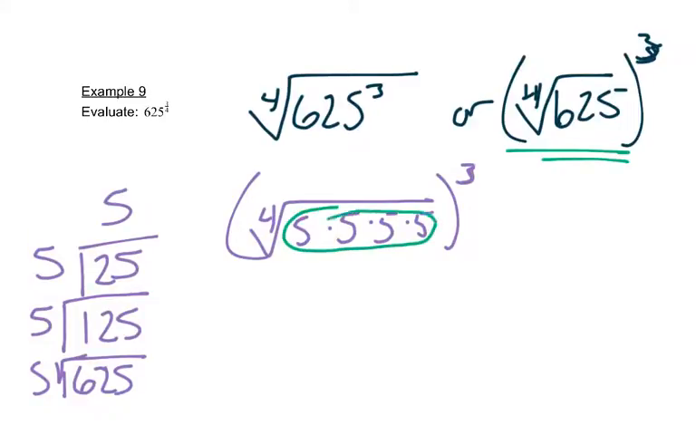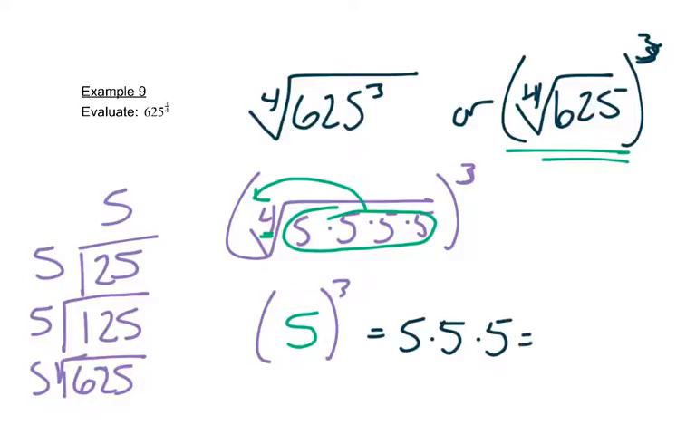Now this is a group of 4. This tells me I'm looking for groups of 4. So that will come outside the radical as just a 5, but it's still in parentheses to the 3rd power. And that means I take 5 times 5 times 5, and that will give me 125.